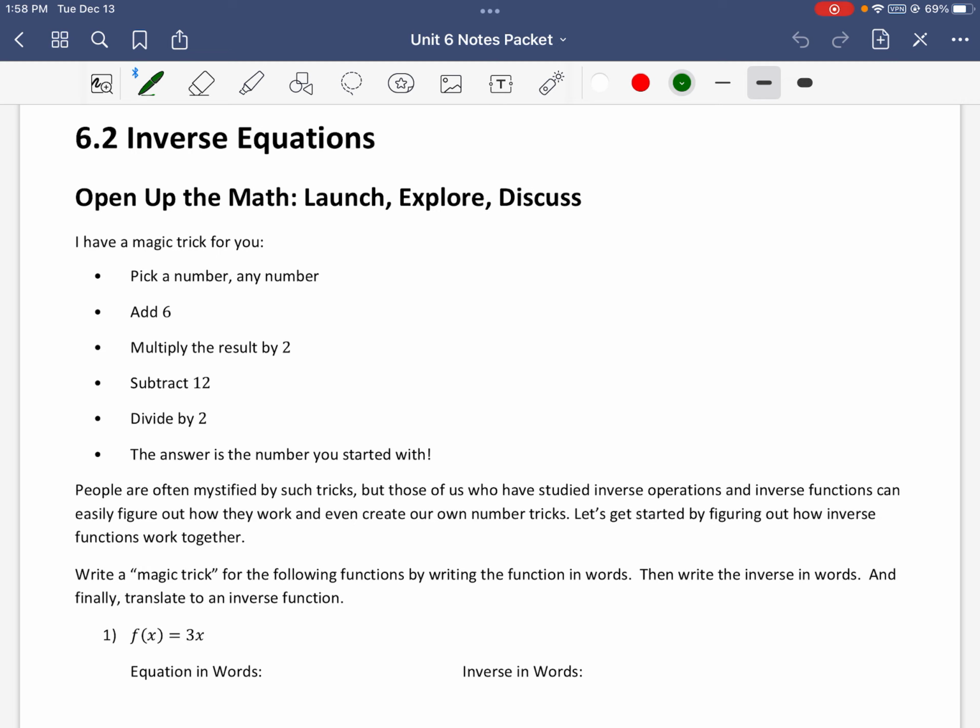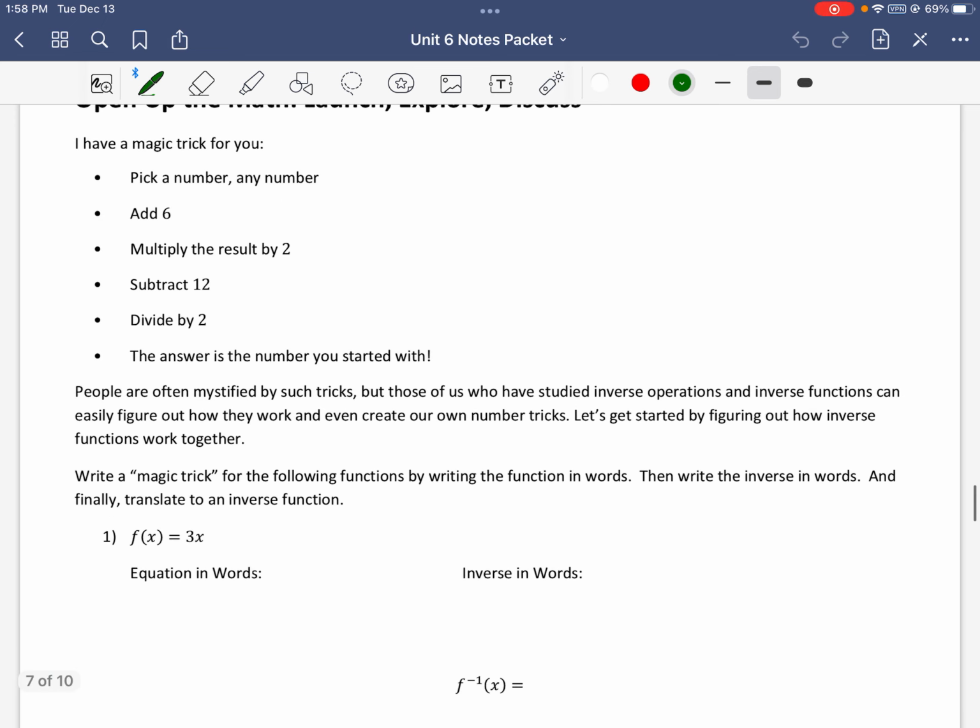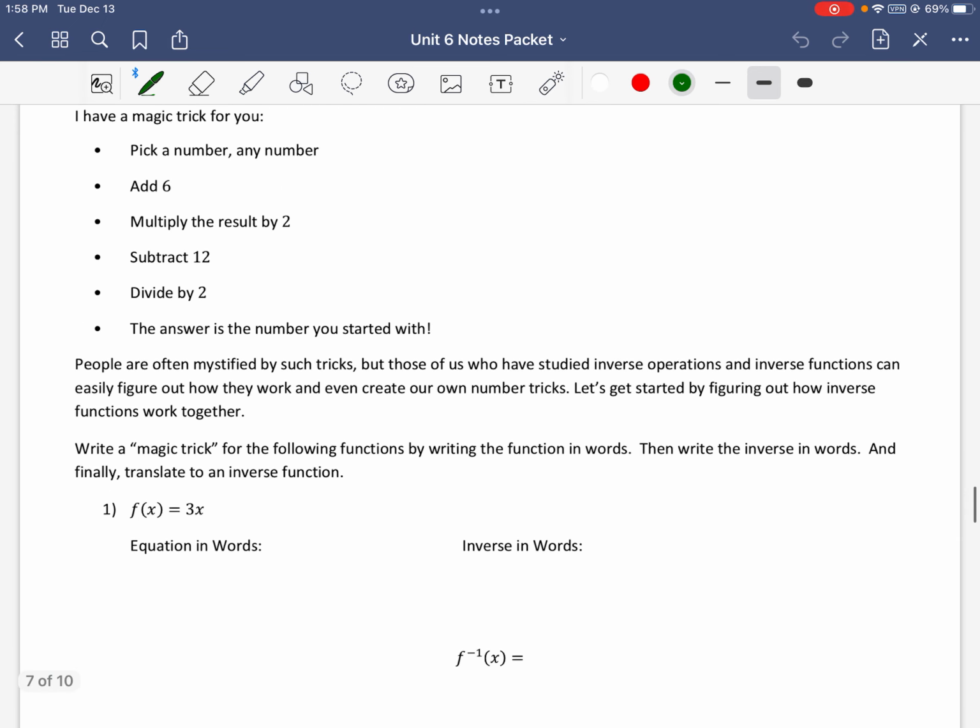Today we're going to be doing 6.2 inverse equations. Back in 6.1 we talked about what inverses were. We looked at functions and flipped their inputs and outputs to look at what inputs and outputs we'd get off the inverse. Today we're going to be looking at functions and writing their inverses, okay? It's not too bad. Now, let's start with a little magic trick for you.